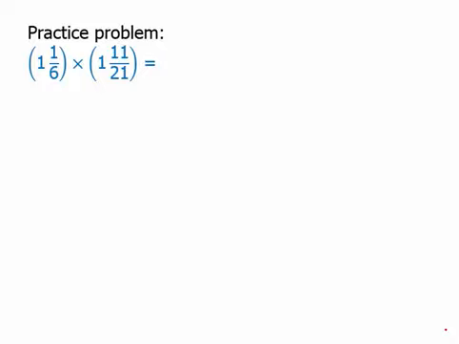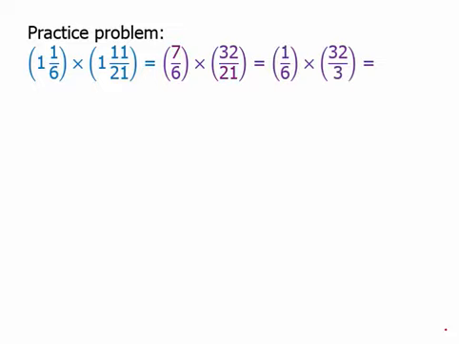So 1 1/6, that's 7/6. 1 11/21 is 32 over 21. Well, now we're going to multiply those fractions, but of course, before we multiply, we're going to cancel. Notice we can cancel a factor of 7 in the 7 and the 21. Then we can cancel a factor of 2 in the 6 and the 32. Well, now that we've canceled everything, we're down to the lowest terms that we can get. So now we'll just multiply, and we get 6 over 9.